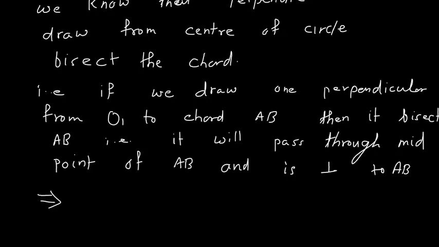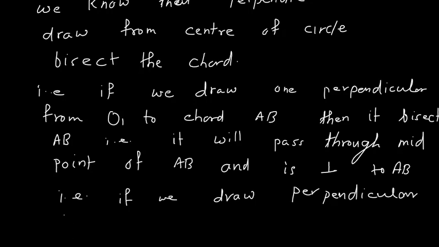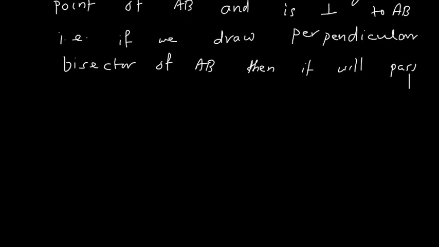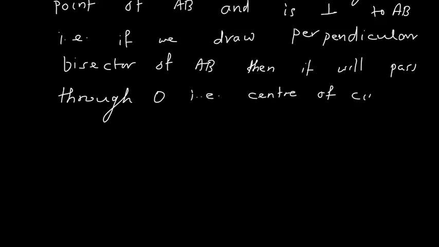This implies that if we draw perpendicular bisector of AB, then it will pass through O1, that is center of circle.